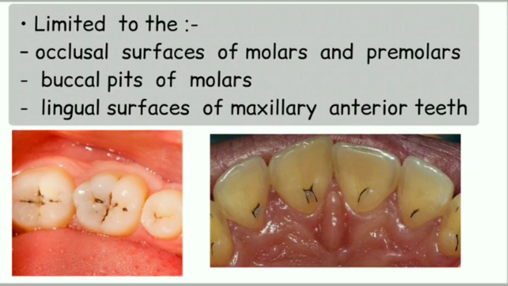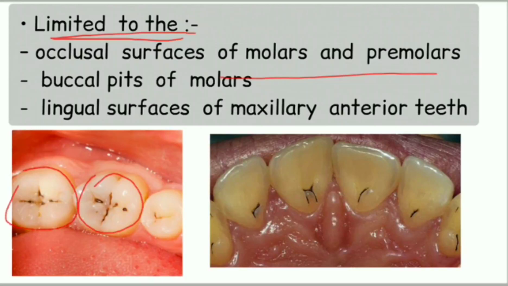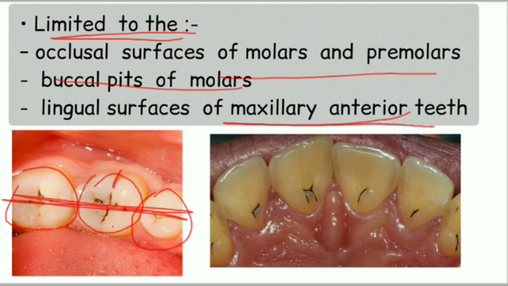The clinical features include where it is usually seen. It is limited to the occlusal surfaces of molars and premolars. You can see these are the molars and these are the premolars. It also involves the buccal pits of the molars. These pits also get involved, and so do the lingual surfaces of maxillary anterior teeth.